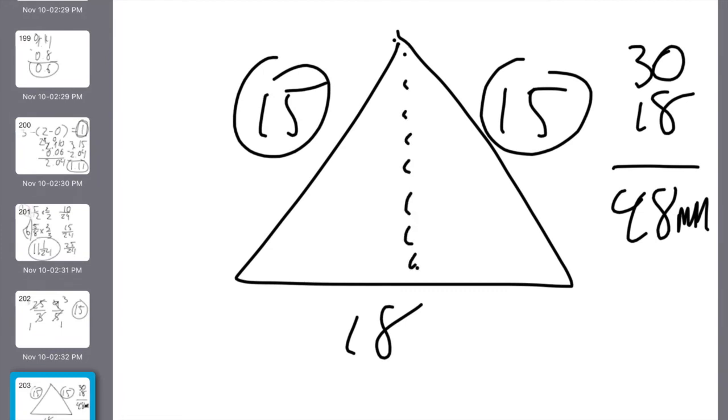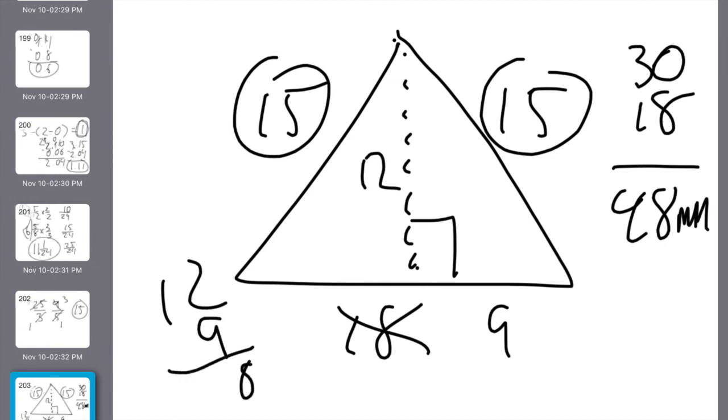B says, what's the area? I need a dotted line. Remember, area is always multiply, so find the dot. That's 12. You do what is easiest for you. I have 12 times 18 divided by 2. I'm going to divide by 2 first. That's 9. I'm going to take 12 times 9 and get 108 millimeters squared. Triangles get cut in half, guys.